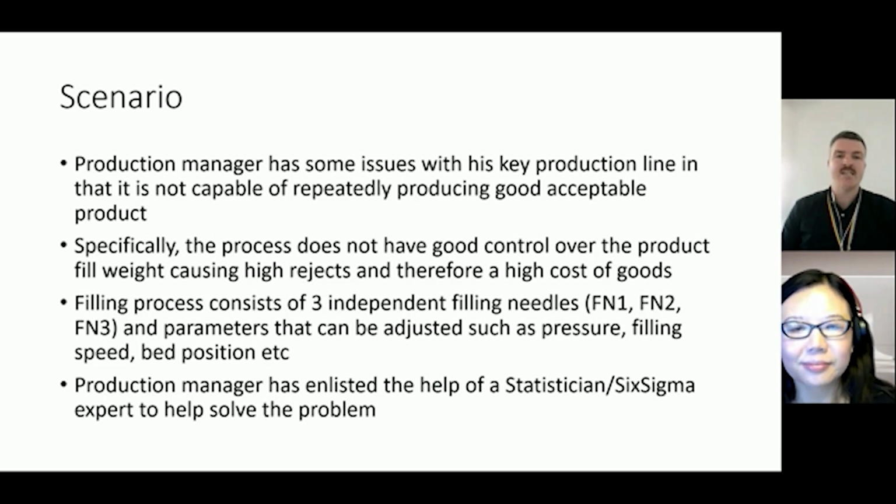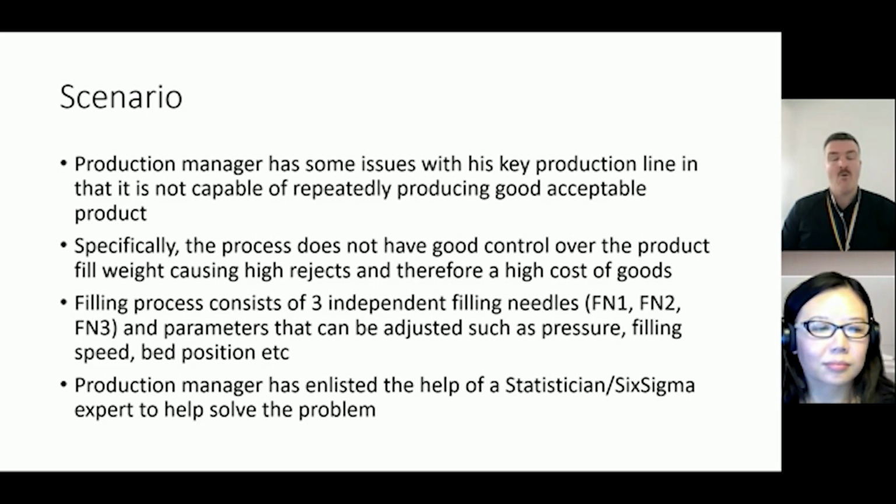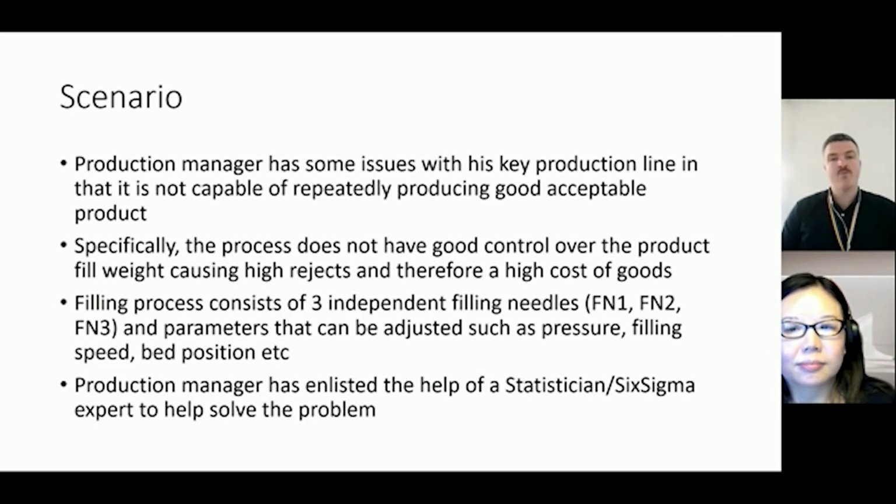So to set the scene, I'm a production manager. I've got some issues with one of my key production lines. It's not really capable of producing repeatable, good quality product. Specifically in this case, the issue is with the filling process. I'm experiencing quite a lot of filling rejects on my lines, which is causing me a lot of downtime to try and understand what the issues are with the filling process, but also time taken to back check to understand how much of my stock's impacted by that.